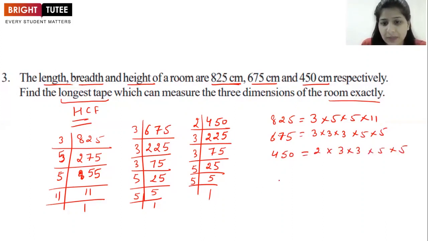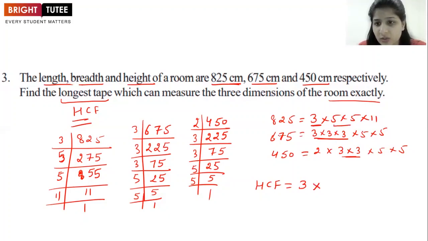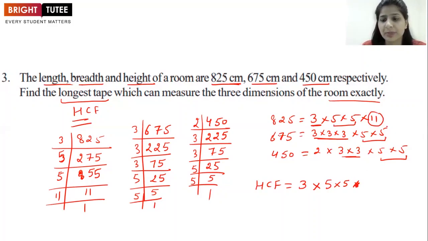So let us first pick up the common factors. 3 is present in all of them. 3 is coming one time here, 3 times here and 2 times here. So we will pick it only one time for the HCF. Then we have 5. 5 is 2 times here, 2 times here and 2 times here. So we will copy it down 2 times. Now 11 is not present in all of the numbers. So we will take 3 only and 5 only, not 2 and 11, because they are only present in one number but not in all of them.